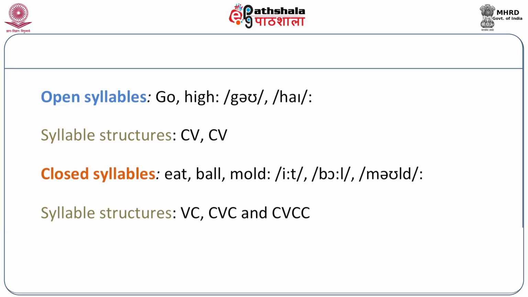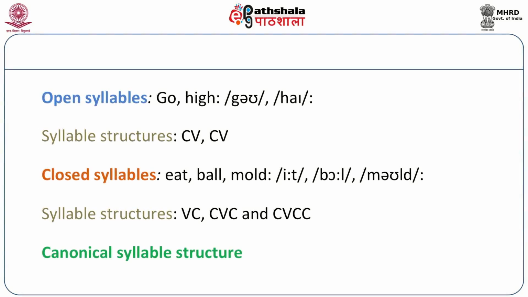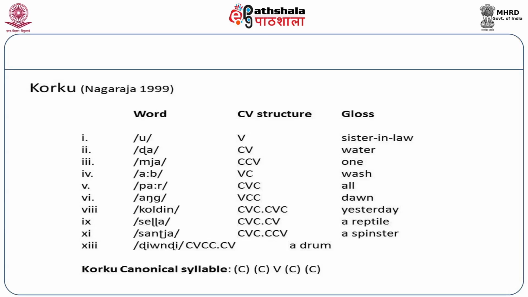The next thing we do in describing the syllable structures of languages is trying to arrive at a common syllable structure, at a template of syllable structure, which is called canonical syllable structure. Now let's see how we arrive at the canonical syllable structures in languages. So let us look at the syllable structures in the language Korku. What you have on the screen are these words with their CV structures and their glosses.